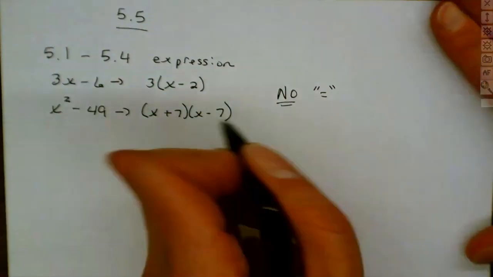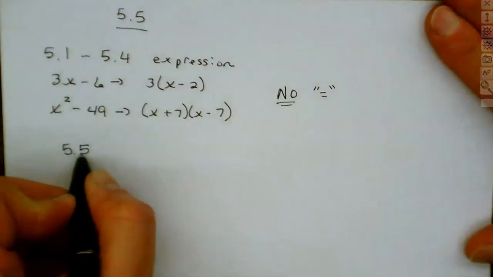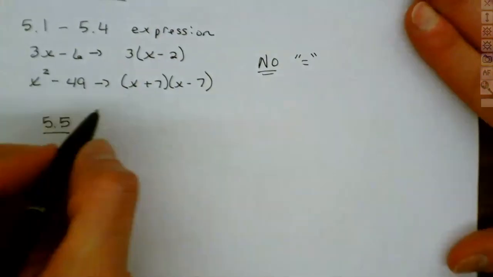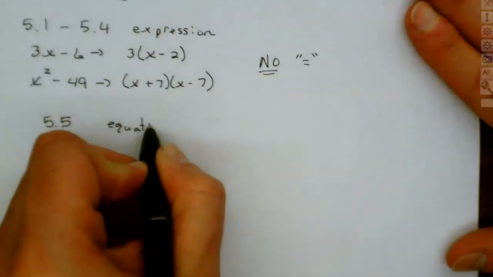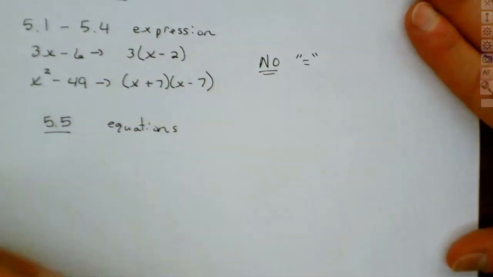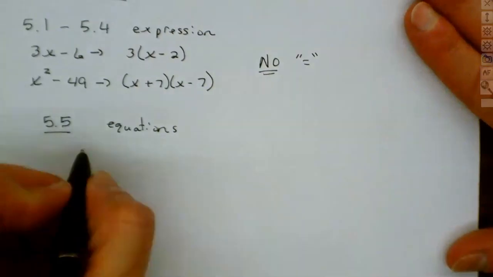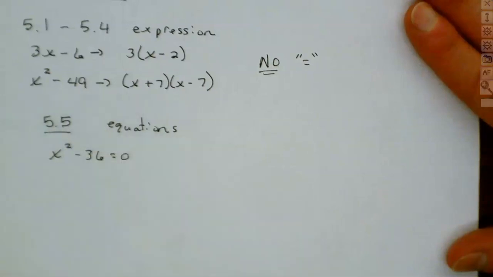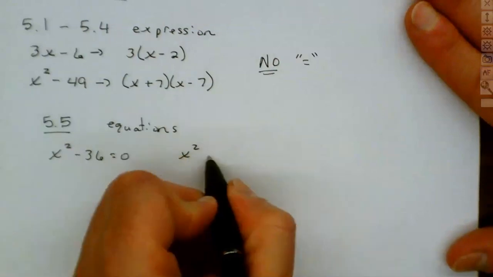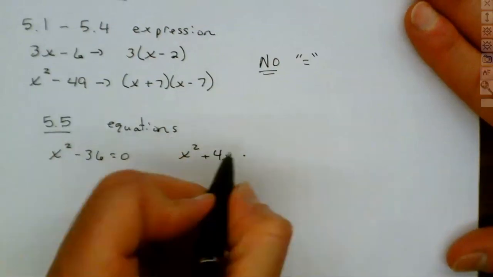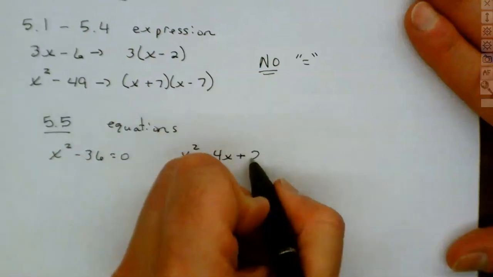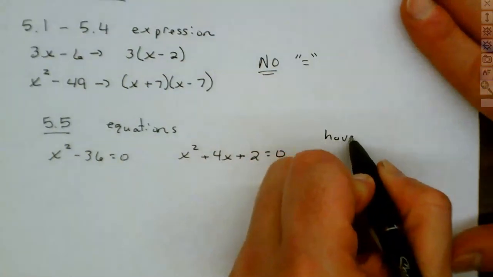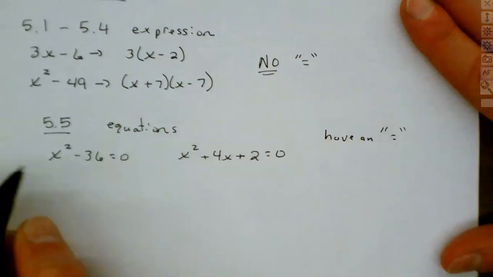Okay? What we're going to be looking at in 5.5 is a little bit different. And again, I separated it from the other sections because in 5.5, we're going to be focusing on equations. And when we talk about equations, see, these have an equal sign. So these are examples of our equations. So we could have x squared minus 36 equals 0. You could have something like x squared plus 4x, say plus 2 equals 0, and so on. Okay, these are equations. These have an equal sign, and they can be solved.